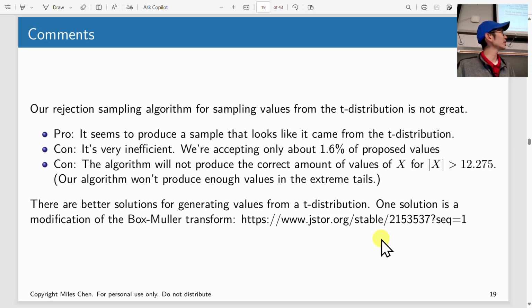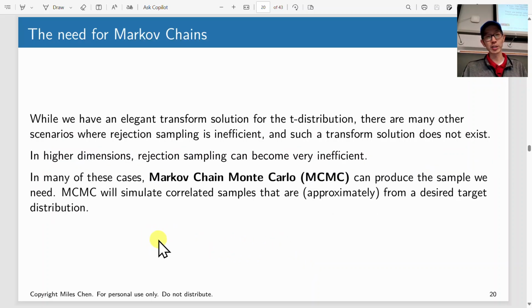There are better ways of generating values from the t-distribution. Another is the Box-Muller transform, with a modification that you can apply to the t-distribution. There are different things that can be done. But what we're going to introduce today will be Markov chains as a solution for this.